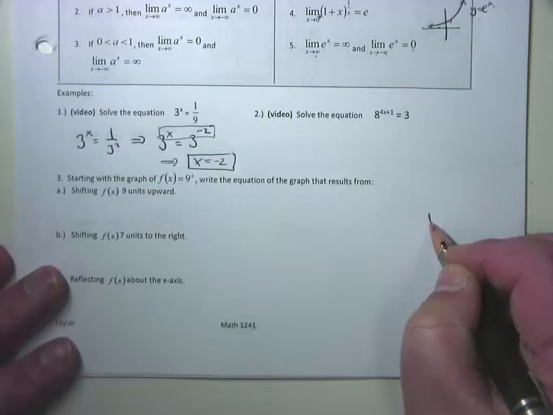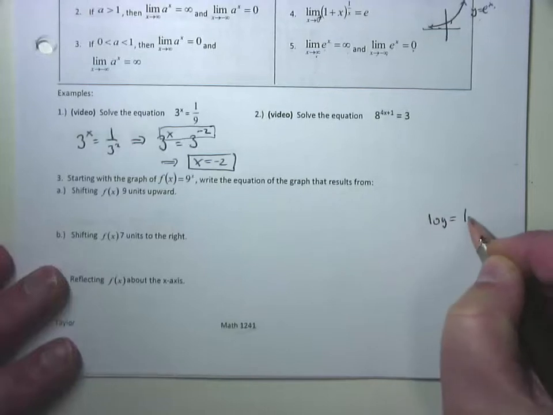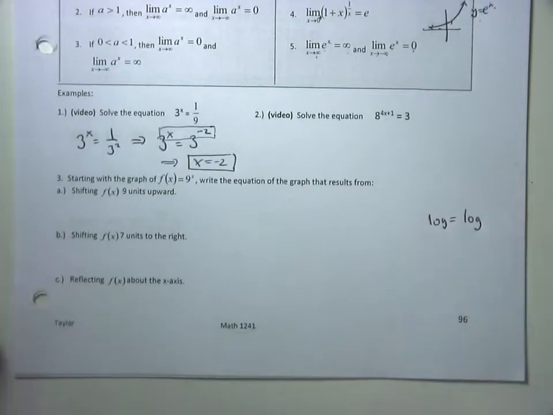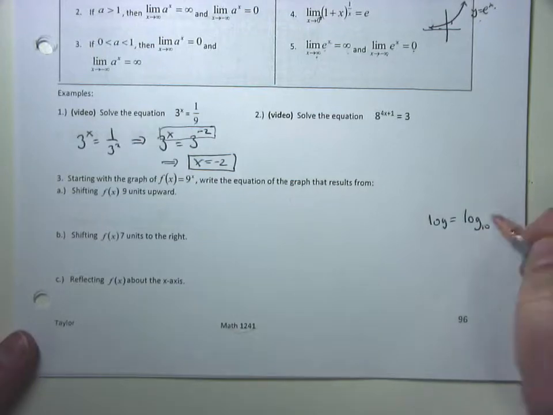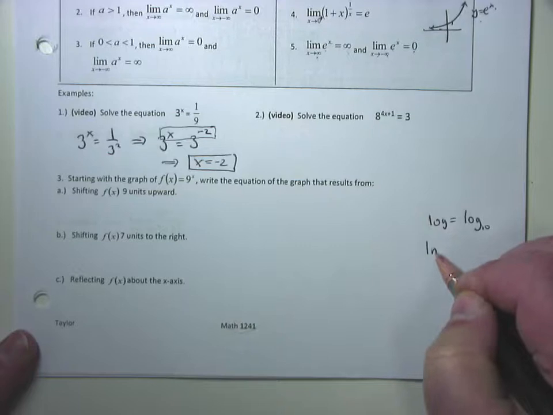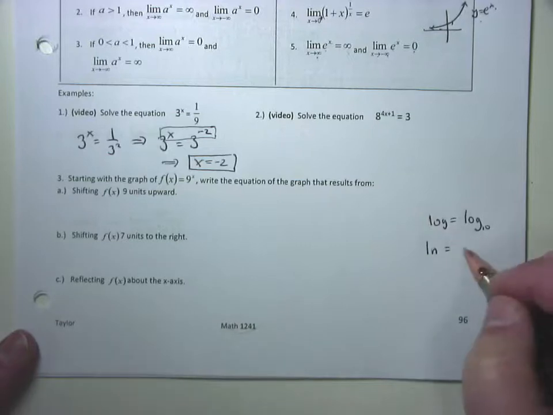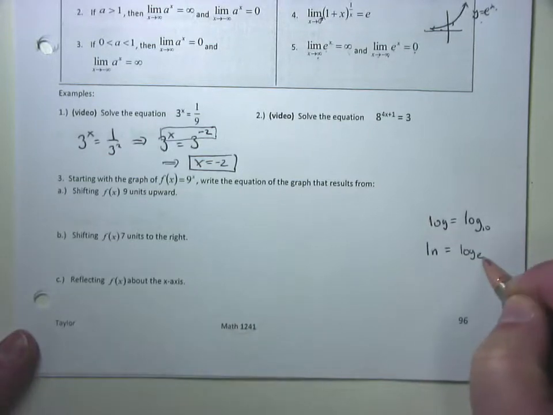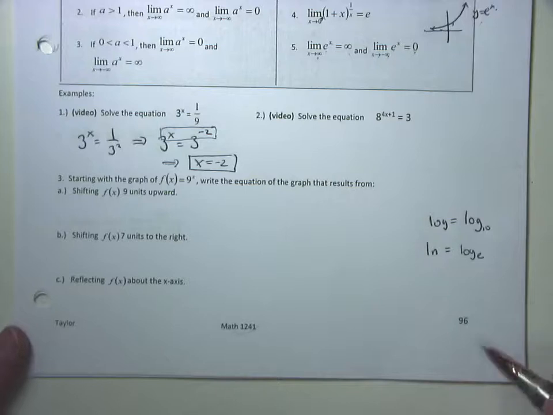The LOG button is what we call the common log. It is log base what, even though you don't see the base down there? Base 10, common log. And the LN button, it's called the natural log, is actually a log base e, that 2.718 number. This one's used so much in science, we gave it a special log.